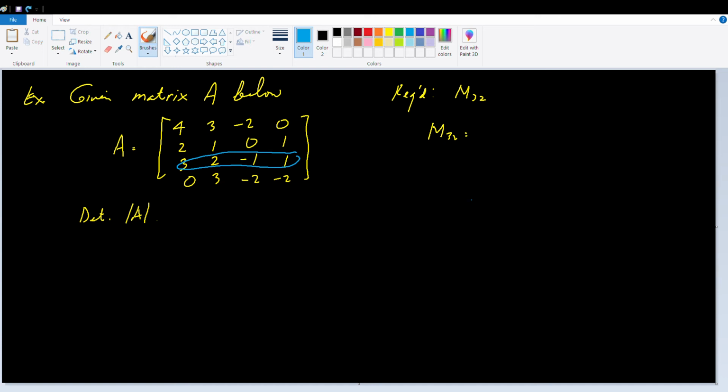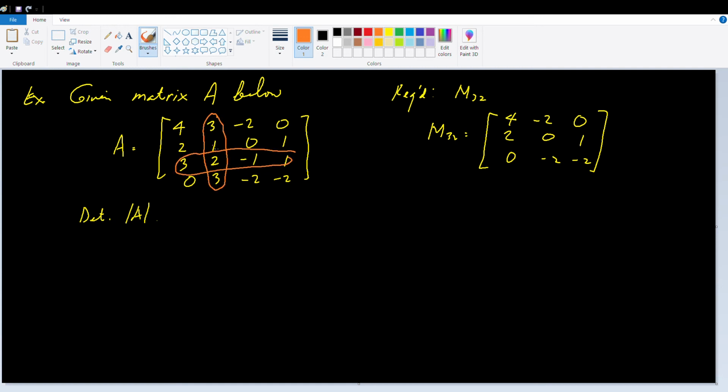And what are the elements? That will be 4, negative 2, 0, 2, 0, 1, 0, negative 2, negative 2. So delete the third row, second column: 4, negative 2, 0, 2, 0, 1, 0, negative 2, and negative 2. Okay? Another one.